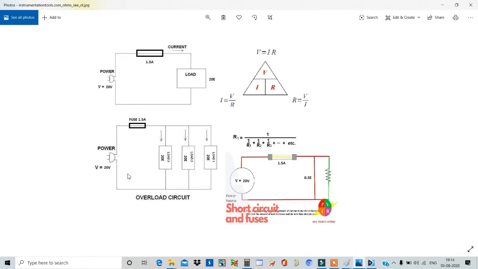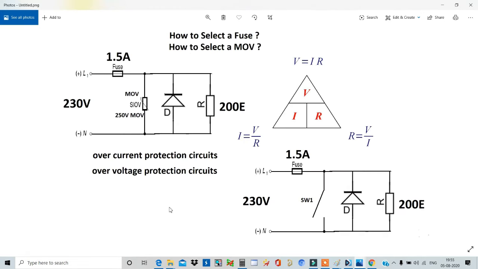Have you seen the video? So, in overload the fuse takes some time to melt, but in short circuit it melts within a second. Have you seen that? So come to this picture. I hope that you are understanding about overcurrent protection.